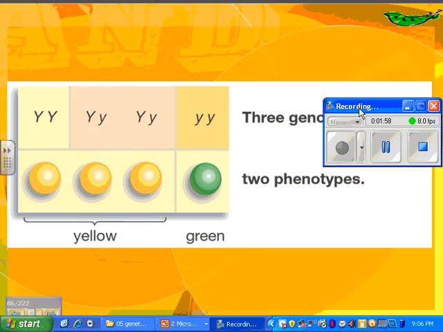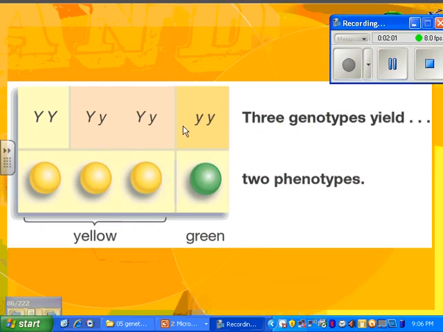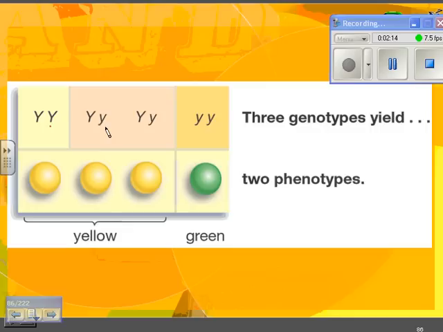Okay, so here's an example of that. If you have these three genotypes, big Y, big Y; big Y, little y; and little y, little y. The recessive one here, if there's two little y's, you get green. Otherwise, it doesn't matter if you have two big Y's or a big Y and something else, it's still going to be yellow.